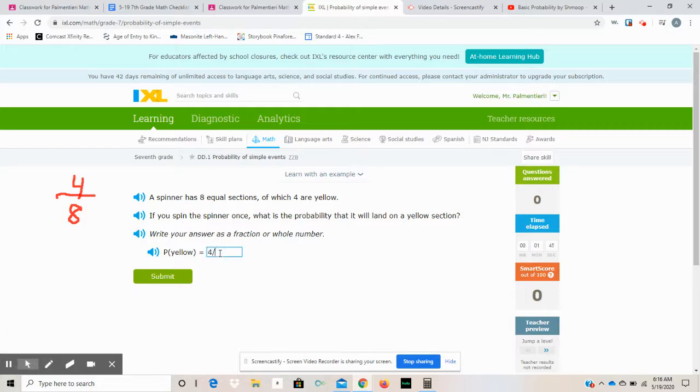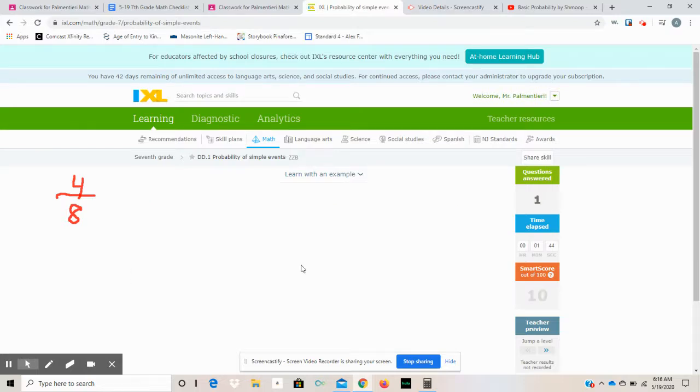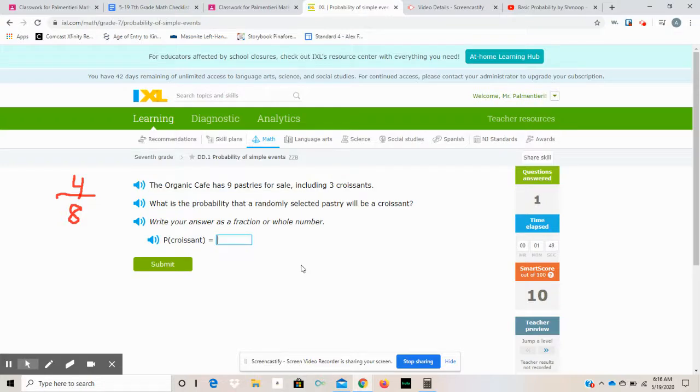Now, sometimes they may tell you to simplify, okay? But in this case, you don't have to simplify, because 4/8 could have simplified to 1/2. I'm sure if you put it in a simplified version, they probably would still take it.